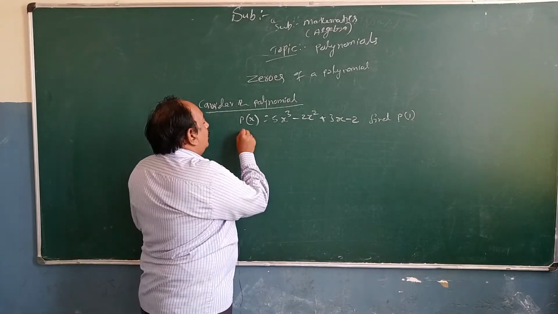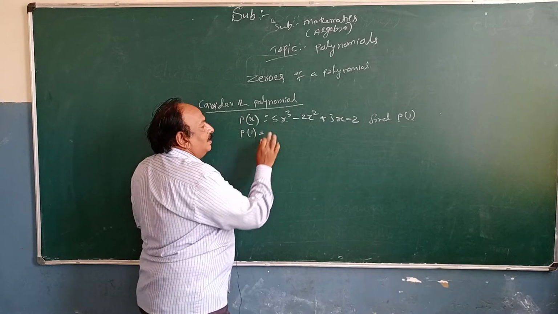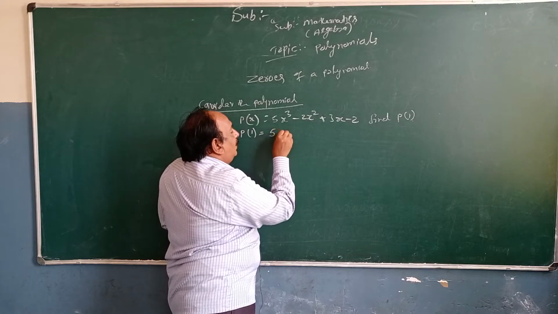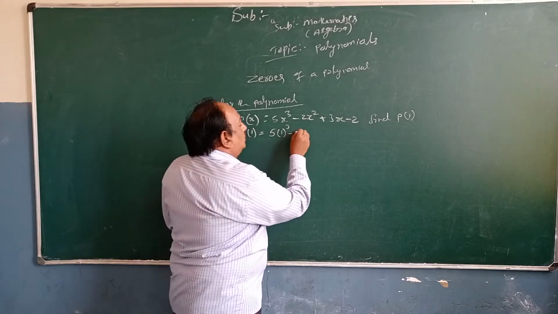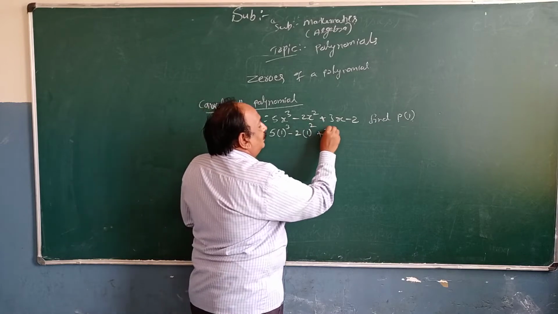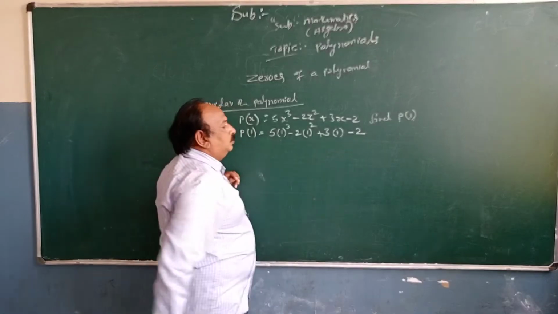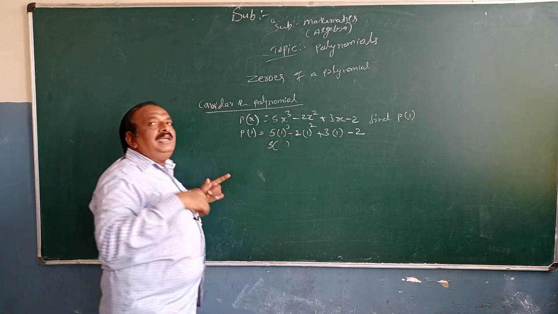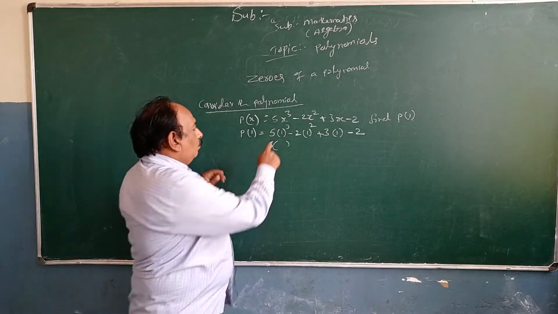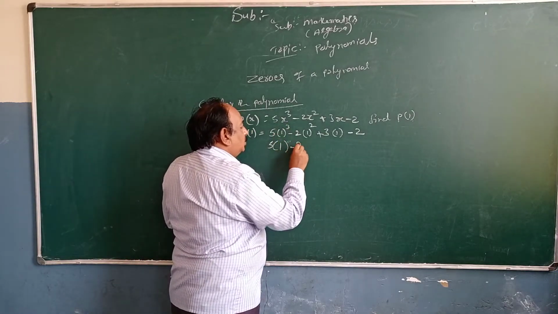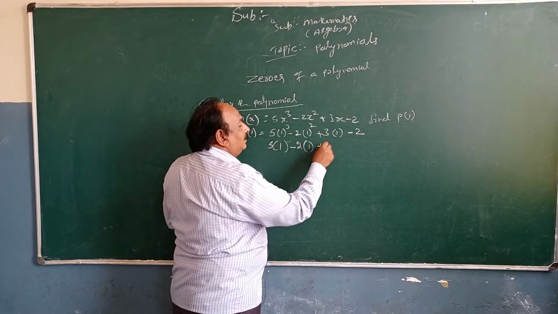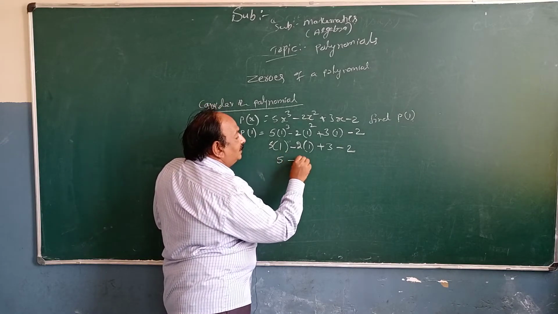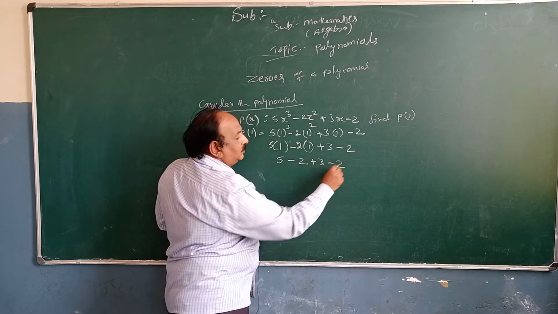Observe, students, P of 1. Where there is an x, put the value of x equal to 1. 5 into 1 cube, 2 into 1 square, 3 into 1 minus 2. 1 cube is 1, 1 square is 1. 5 ones are 5, 2 ones are 2, plus 3 minus 2.